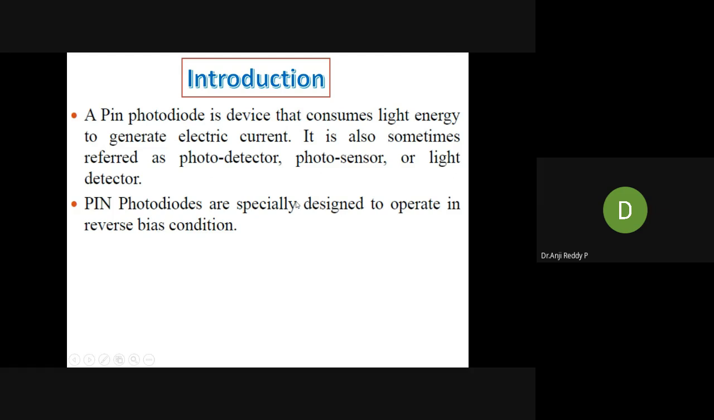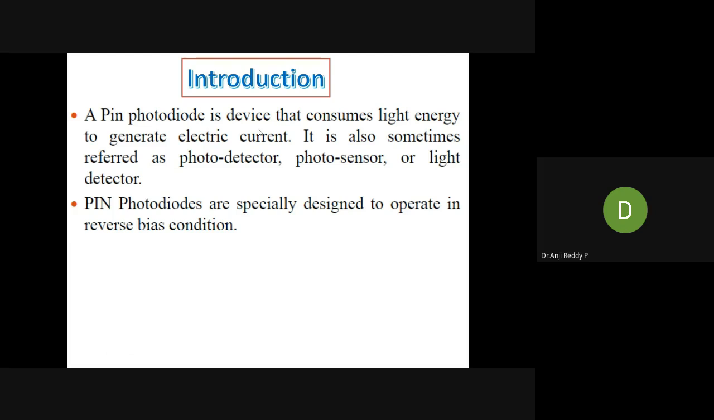These are the different names of the pin photodiode. This pin photodiode we can call a photodetector because it will act as a photodetector, or photo sensor, or light detector. That means it will sense the light and detect the light. Even if a very small amount of light is incident, immediately it will detect, and in the form of current it will come out. A pin photodiode is a device that consumes light energy to generate electric energy. That means it will take light energy and convert light energy to electric current only.